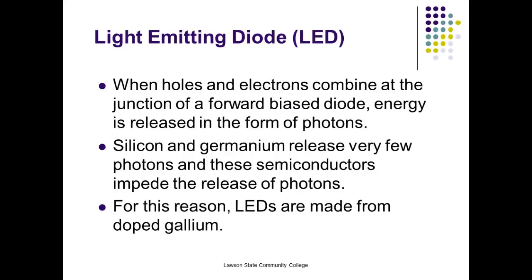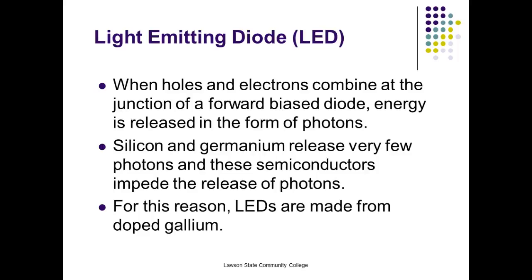So, light emitting diodes: when holes and electrons combine at the junction of a forward bias diode, energy is released in the form of photons. Now photons are light. The problem is that silicon takes a very low VF. It takes a lot less energy, and the photons come out at a wavelength that we can't see. So normally we cannot see the photons coming off of a silicon or germanium junction, and normally they encapsulate these in an opaque package anyway.